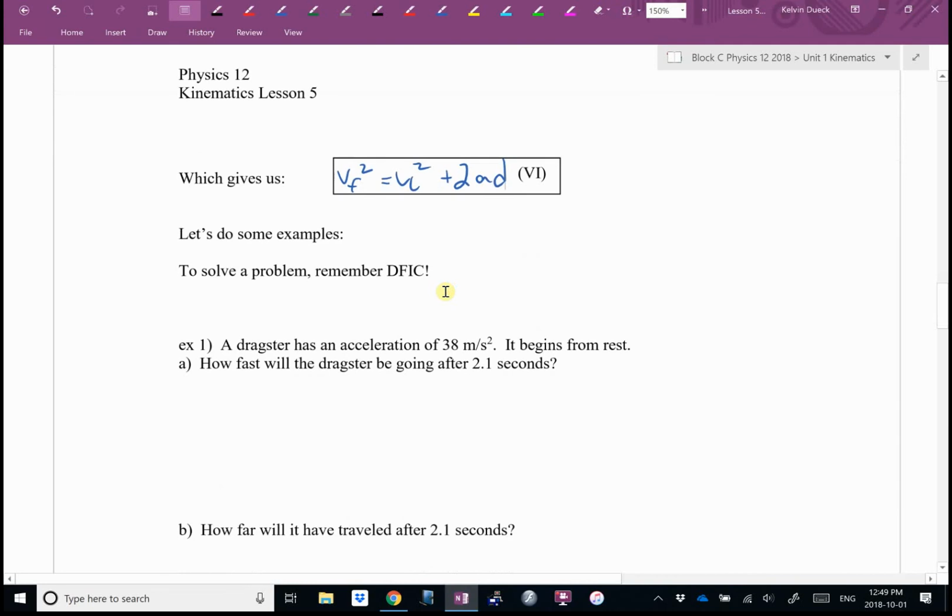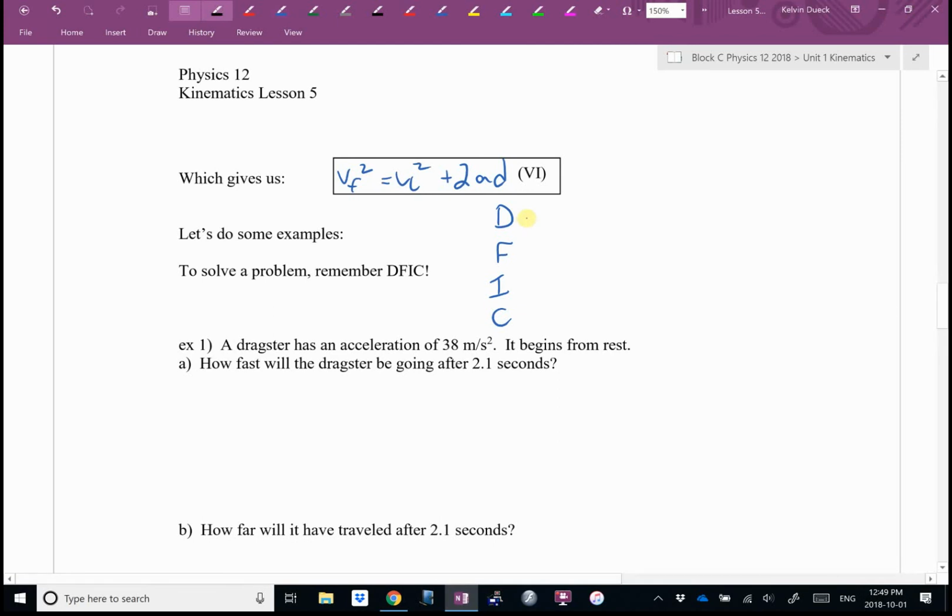Let's do some examples. I have two big acronyms. I've already introduced DALP to you. DALP stands for Draw a Little Picture. The other acronym that I often use is DFIC. I say to students when in doubt, DFIC and DALP. And DFIC, it's just a mnemonic trick.